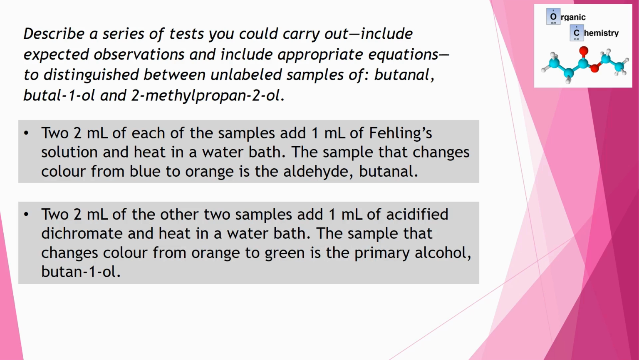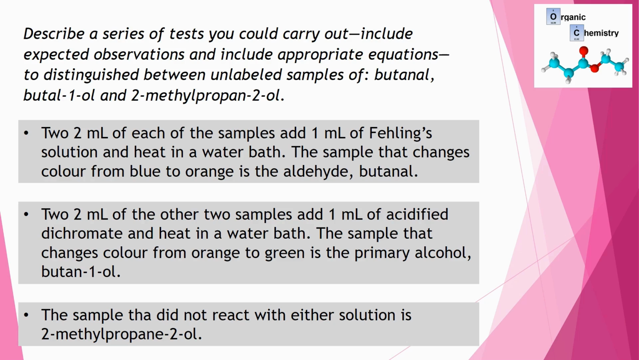So what we're going to do here is we take 2 mls of the samples that we haven't identified. We're going to add acidified dichromate. So that's orange, remember, we put it in the water bath, and the sample that changes from orange to green is the primary alcohol, butan-1-ol. So now we've identified the primary alcohol. Of course, the one that hasn't reacted both times is going to be the tertiary alcohol, and that's 2-methylpropan-2-ol.